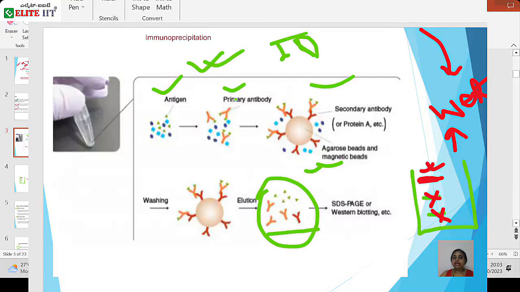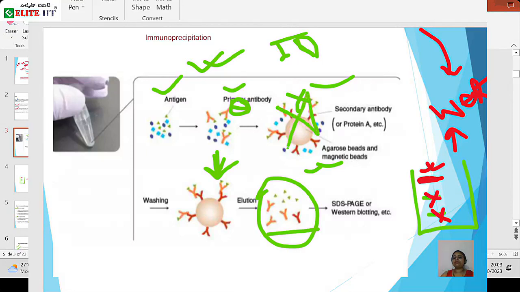But if you add beads directly to the primary antibody, this step will not be there in the direct method. Secondary antibody is not involved in that case. So directly from the primary antibody, you can go to this step.